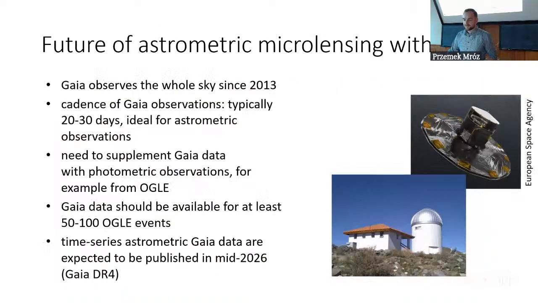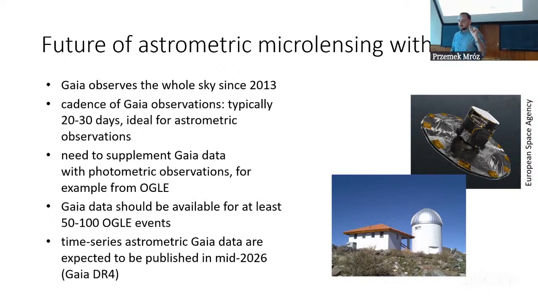But fortunately for us, we have Gaia, which is a space-based telescope that is measuring very precise positions of all stars, about a billion stars in the sky. Gaia is observing all stars at moderate cadence, but this is fine. You can use the Gaia data to try to search for astrometric microlensing effects.